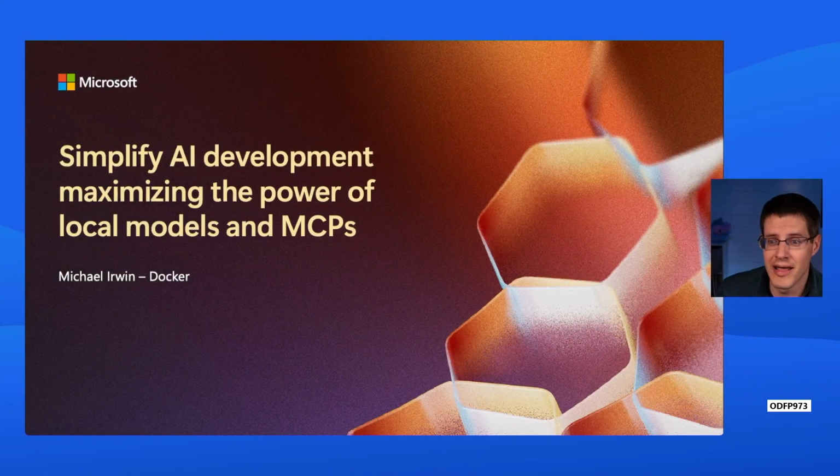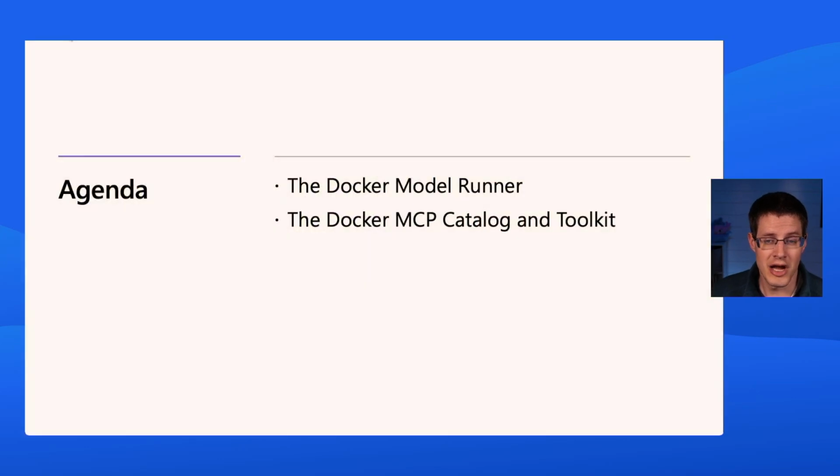Hello, my name is Spegv, and I'm joining from the DevRel team at Docker to talk about simplifying AI development, maximizing the power of local models, and MCPs. Specifically, we're going to talk about two new capabilities that we've added to the Docker toolchain, the Docker Model Runner, and then Docker MCP Catalog and Toolkit.